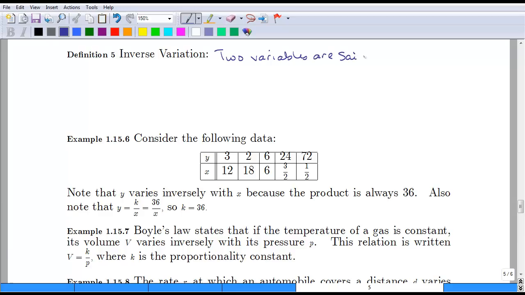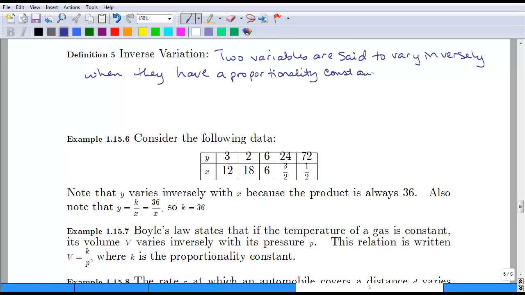are said to vary inversely when they have a proportionality constant k such that k equals the product x times y of these two variables.